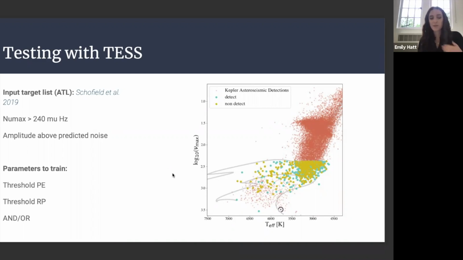And then they did a similar calculation to what we do in RH1, and they calculated the predicted amplitudes and then compared them to the noise, and then retained only stars where there was a 5% probability that you'd be able to detect those oscillations above that noise.